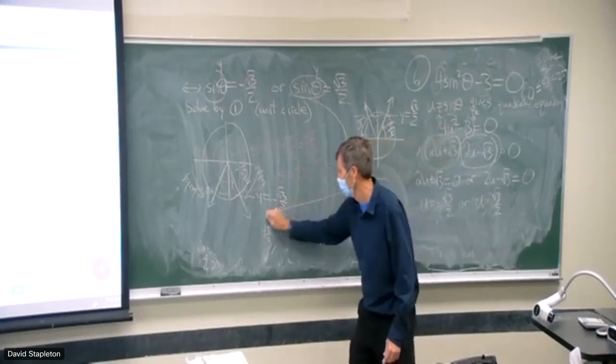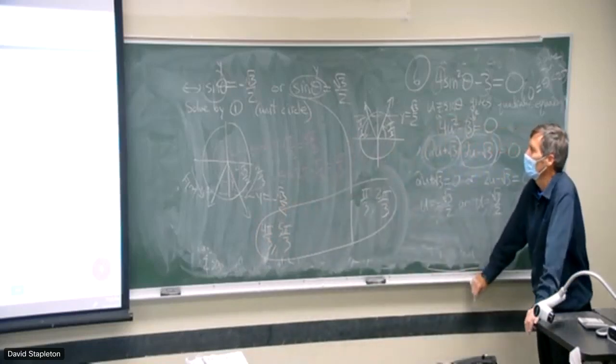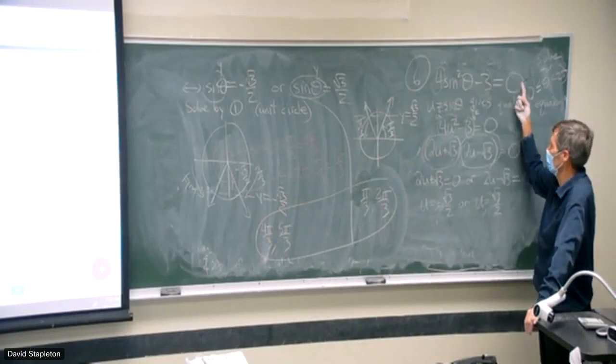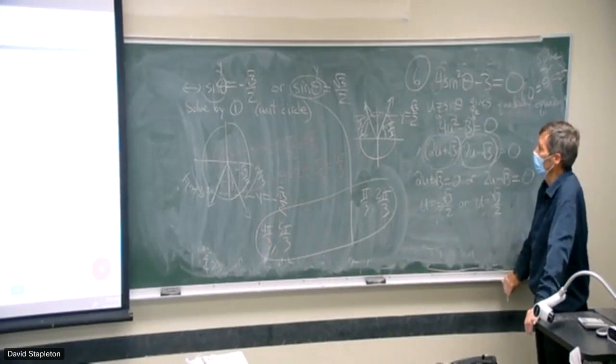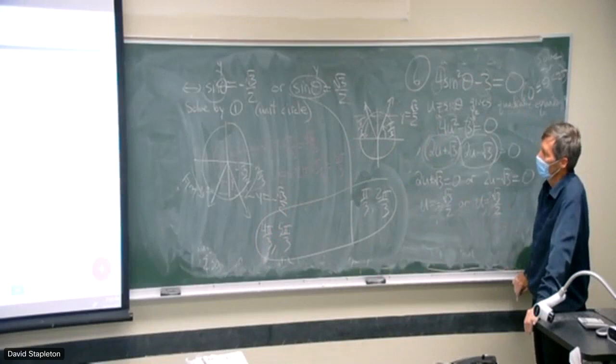Here there are four solutions, two from that circle and two from this circle. Here's what you do when you get a sine squared plus b sine plus c equals 0. You can factor, get sine theta equals two different numbers, and solve each one on the unit circle.